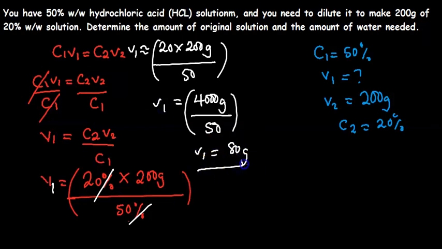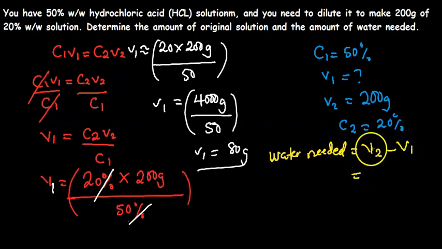Alright. Now that we have found the initial volume, what we need to do is to find the amount of water needed. We can set the amount of water needed. It's simply going to be our final volume minus initial volume.